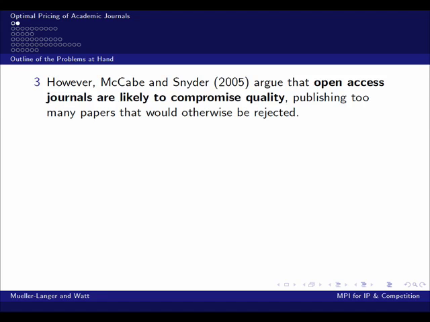Now, however, McCabe and Snyder argue that under this kind of open access, this would likely compromise journal quality. Why is that? Think about it. If journals only generate their profits from the author side of the market, then they might have an incentive to accept lower quality papers as compared to a situation where they would also generate profit from the readers.